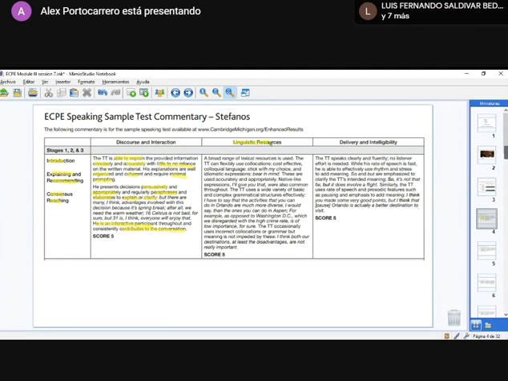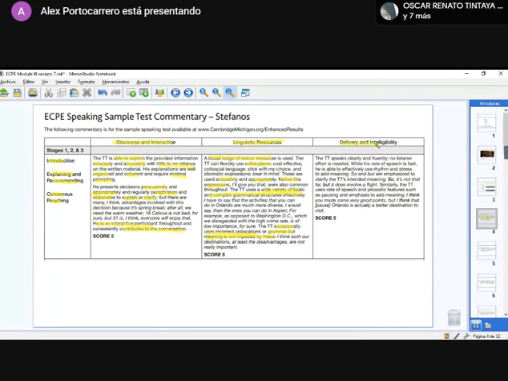When it comes to linguistic resources, there's a broad range of lexical resources, right? He can flexibly use collocations, and they are used accurately and appropriately, right? Also native-like expressions right here, a wide variety of basic and complex grammatical structures effectively used, right? And the test taker occasionally uses incorrect collocations or grammar, but meaning is not impeded by these, right? So, it's not like it has to be perfect to get a 5. You can make some mistakes, and still you would get a 5 in this exam, right?